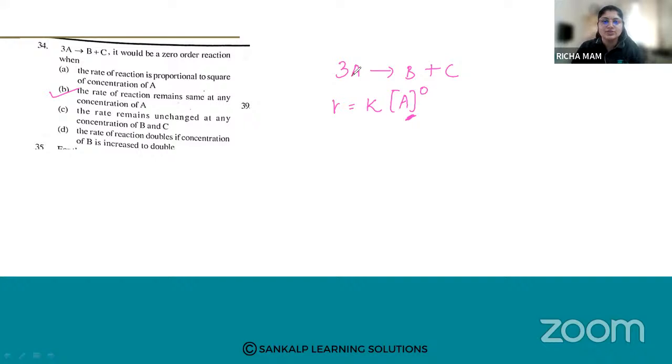Yes, Swati, Sumana, and Vedvati have answered it right. So the answer is B. Remember that for a zero order reaction, when we write the rate, the rate will remain the same, because it is independent of the concentration of A. So let us go for the next one.